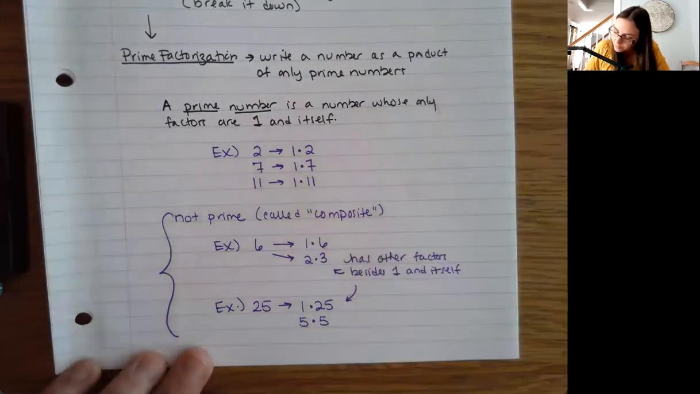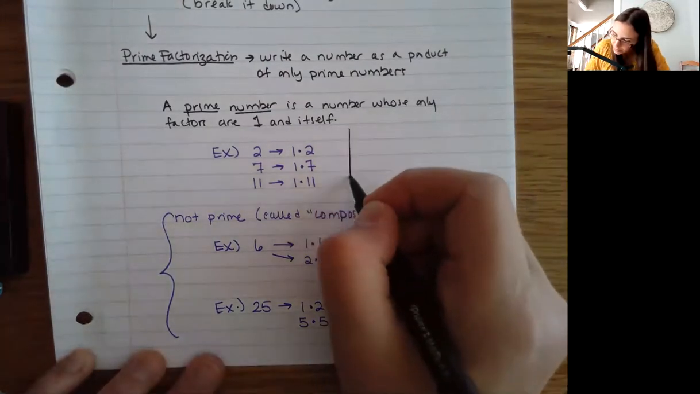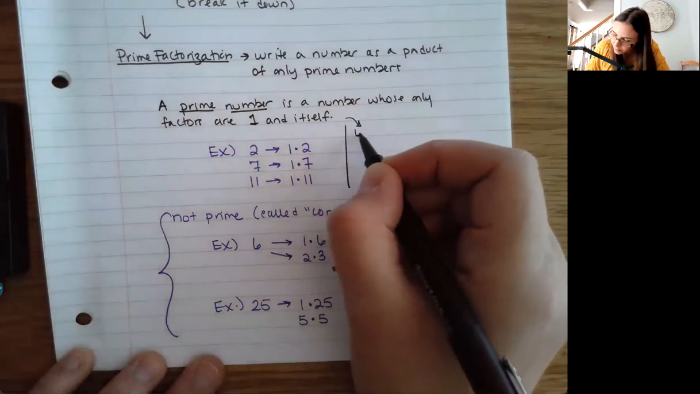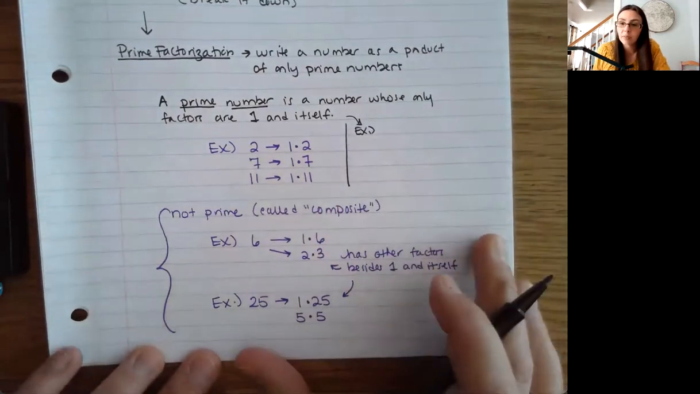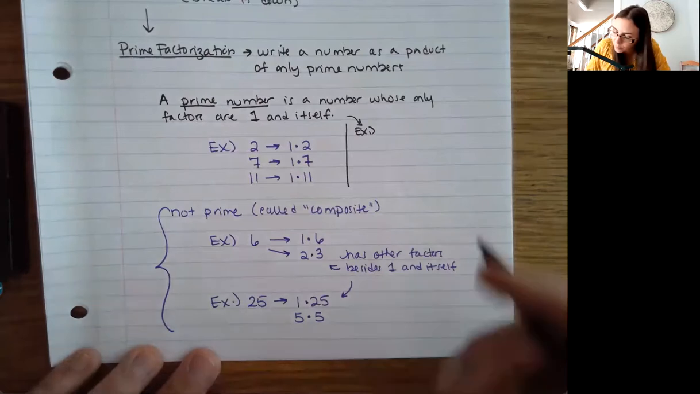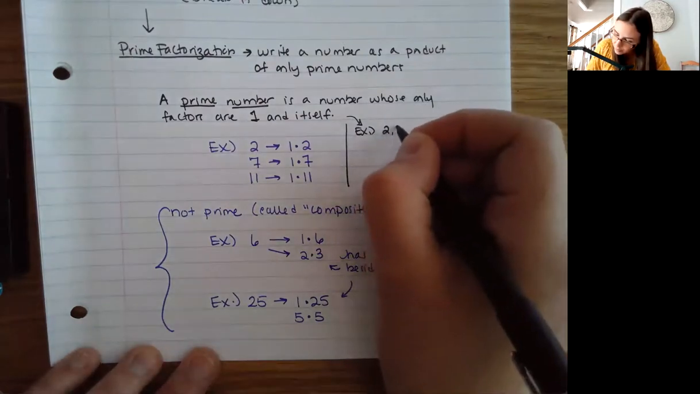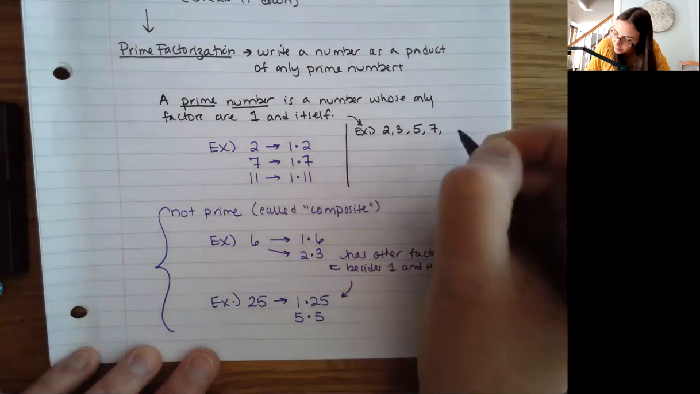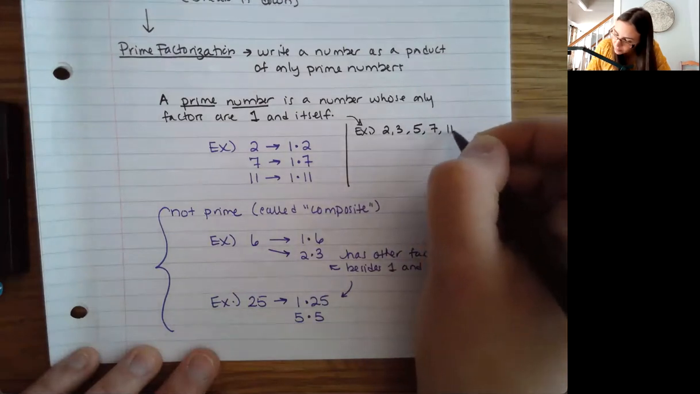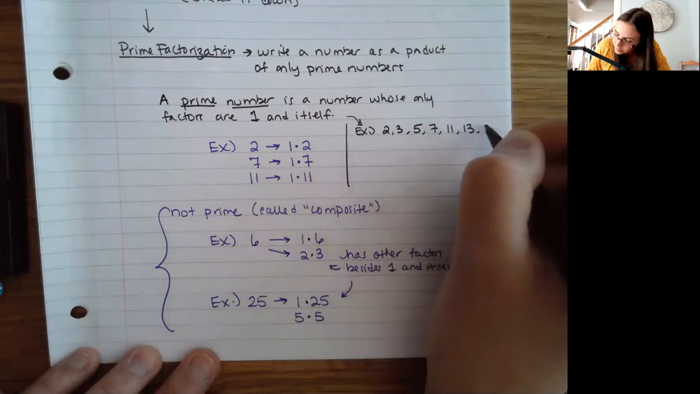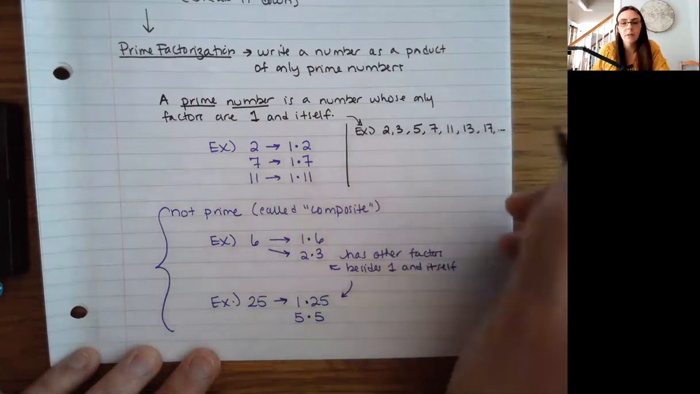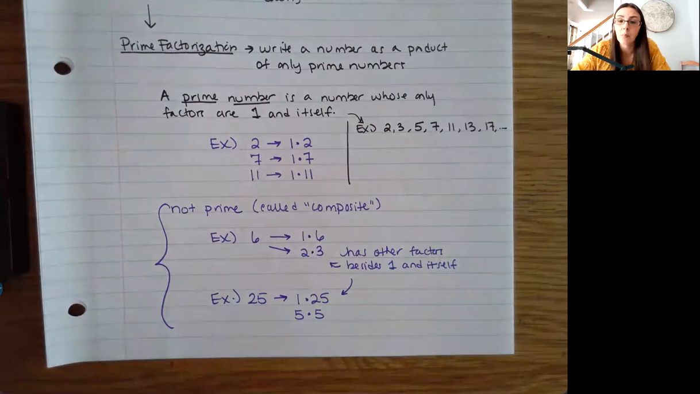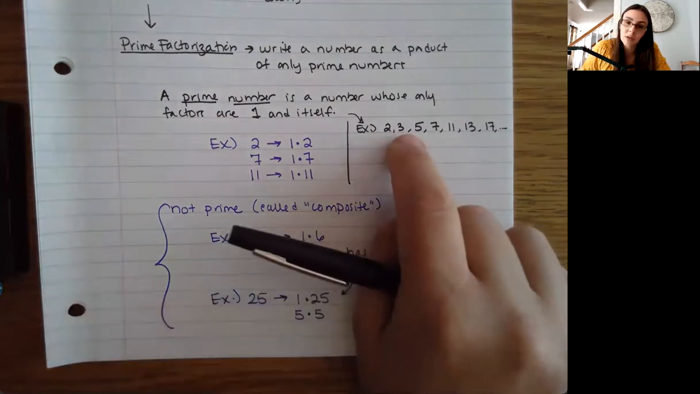Okay, so just a few examples of prime numbers. And also the number 1 does not count as being prime. So we have 2, 3, 5, 7, 11, 13, 17, and so on. So those are just some of the first few prime numbers here. So these are numbers that cannot be broken down any further. Notice I didn't include 4 because 4 is also 2 times 2.